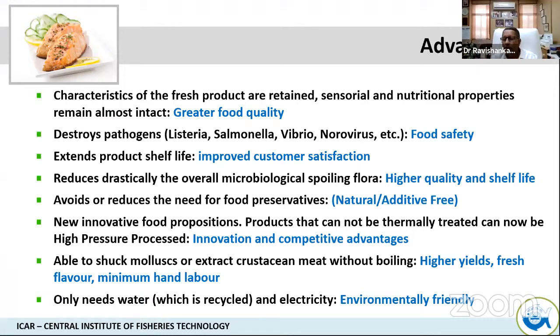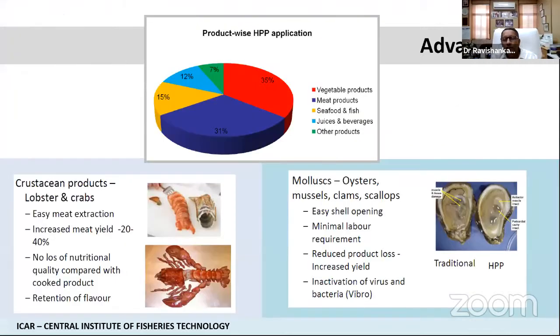One more point: it is environmentally friendly, and it preserves all the nutrients. You can see the share of HPP products in the market; seafoods are taking about 15%. One application would be for crustaceans and mussels, especially clams and other shellfish. For shucking, we are using heat processing, which spoils the whole quality; the texture is affected and all the nutrients are lost.